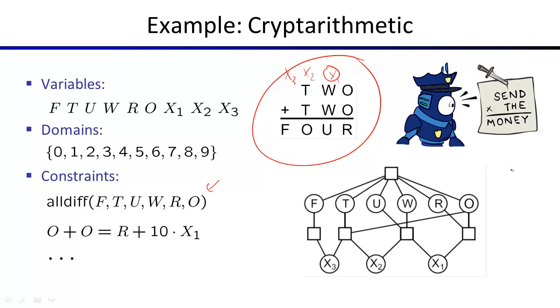And this is what the constraint graph looks like now. We don't have just binary constraints. To encode what structure we have for our CSP, we need to be more explicit about our constraints. So now our constraints are the square nodes in the graph. So this square node over here corresponds to the constraint that O plus O equals R plus 10 times X1. This one over here corresponds to this one over here. And this one here corresponds to W plus W plus X1 equal to U plus 10 times X2, and so forth. And then this one here is the all-diff. That one encodes that every variable has to take on a different value.